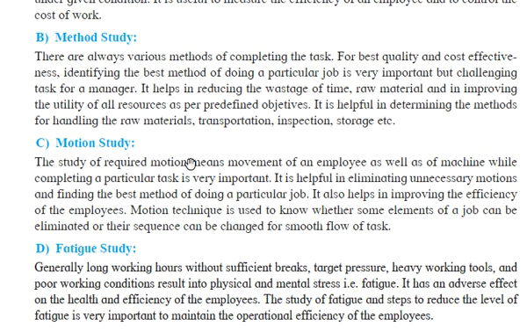It helps in reducing the wastage of time and raw material and in improving the utility of all resources for predetermined objectives. If the management knows which method to use, they can allot it to the employees. So this will avoid wastage of time and raw material and improve the utility of all resources.